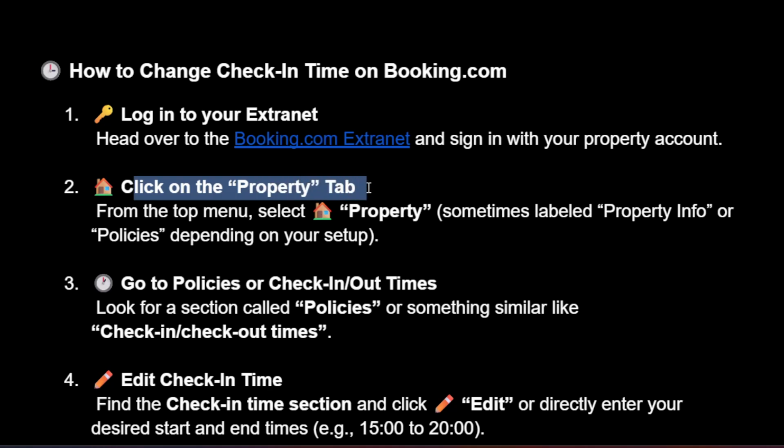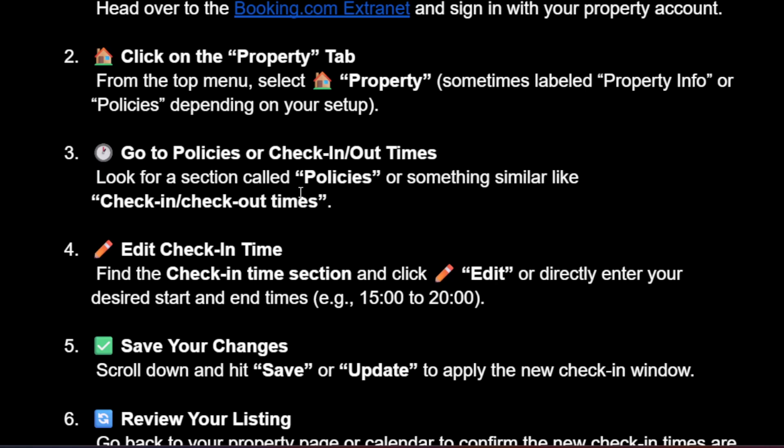You will then click on the property tab from the top menu. We want to select property. Sometimes it's going to be labeled as property info or policies, depending on your setup. You will go to policies or check-in, check-out times. You will look for a section called policies or something similar like check-in, check-out.